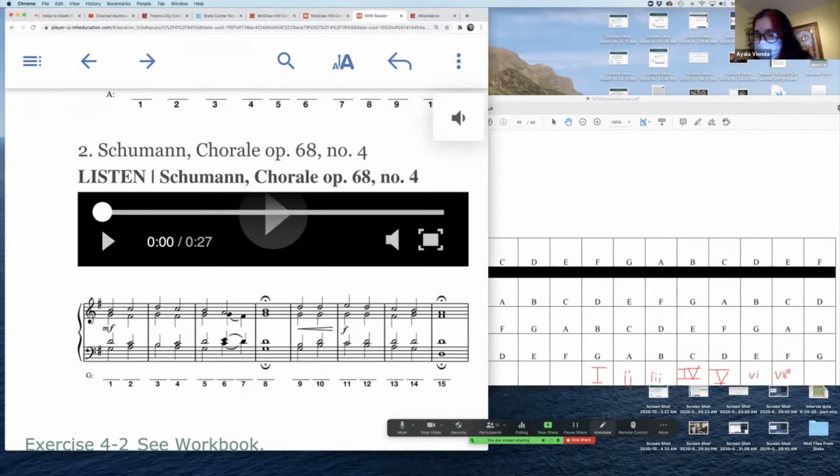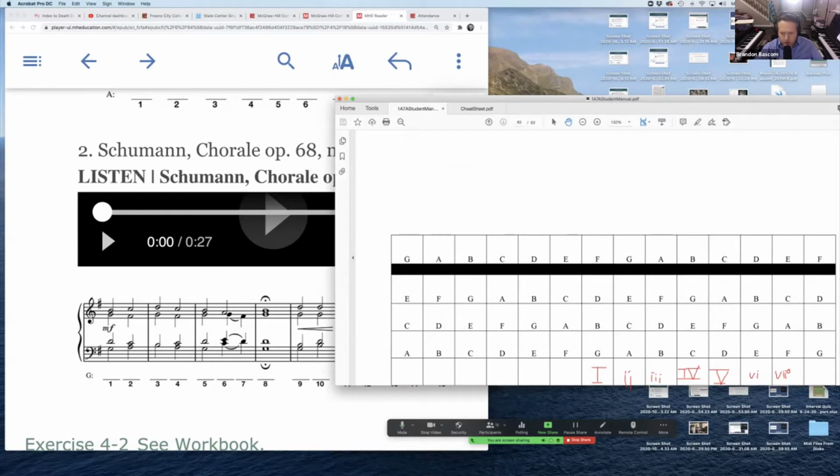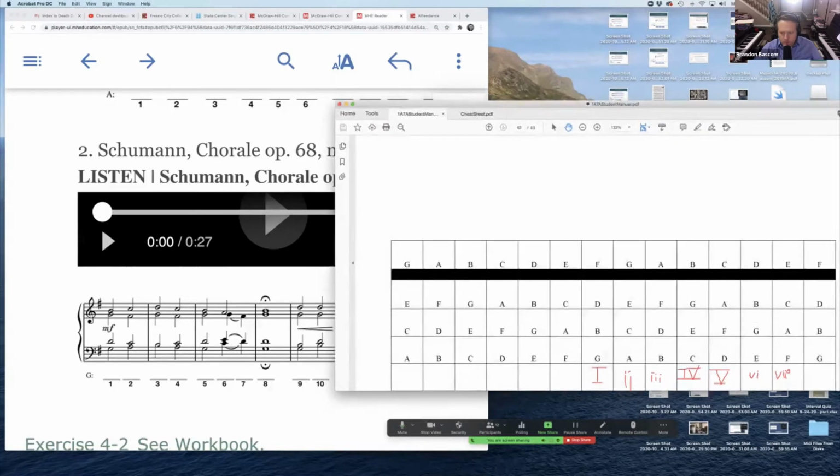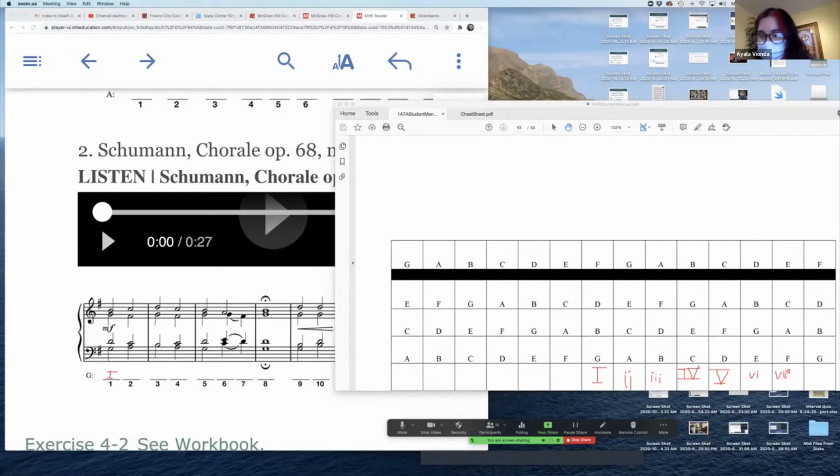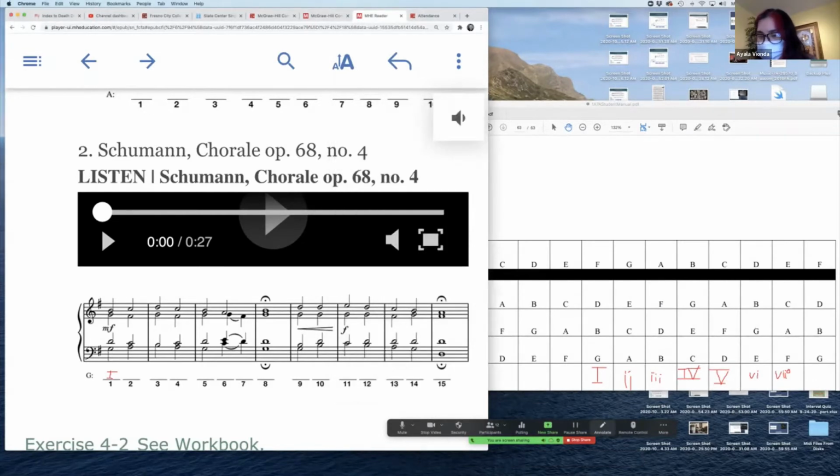So here we go. I've got a G, a D, a G, and a B. What kind of a chord do I have? According to my charty chart, a G, B, and a D would be a one chord. True? Yes.